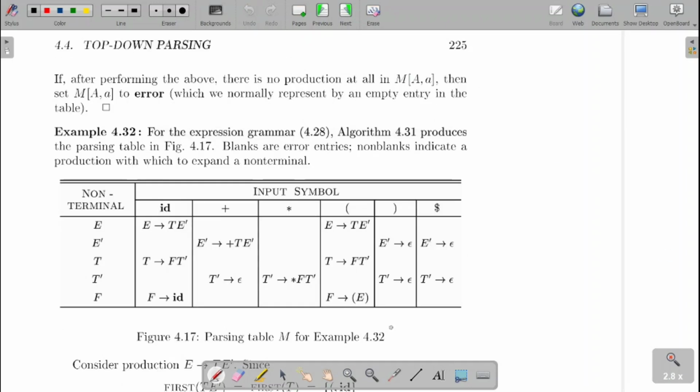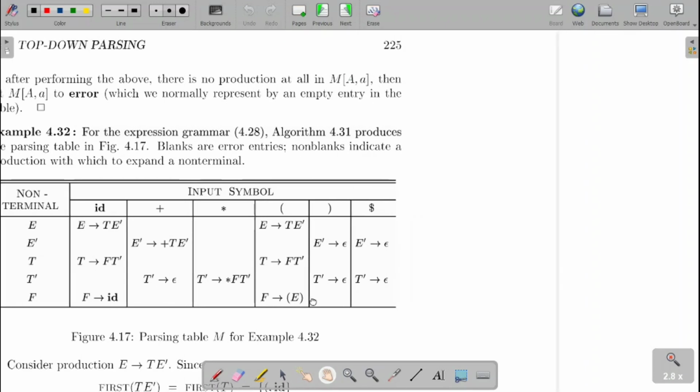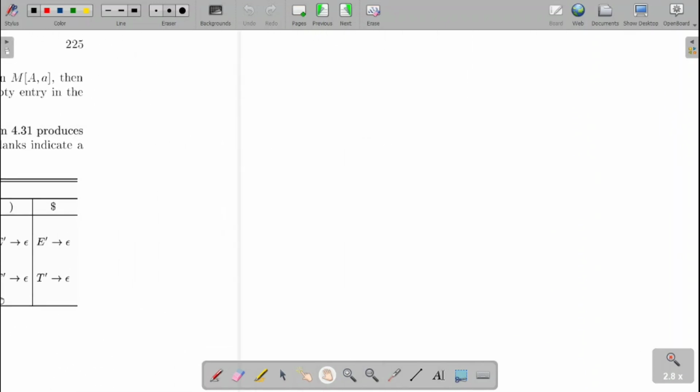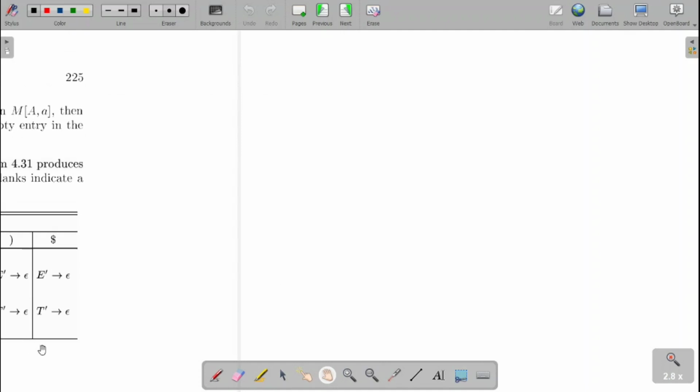Now let me go for constructing the table. The table is for our arithmetic expression productions. First let me rewrite the grammar, it is very important. The grammar is E derives T E dash. You need to take the grammar which is free from left recursion and left factoring, and only after that we need to consider it.